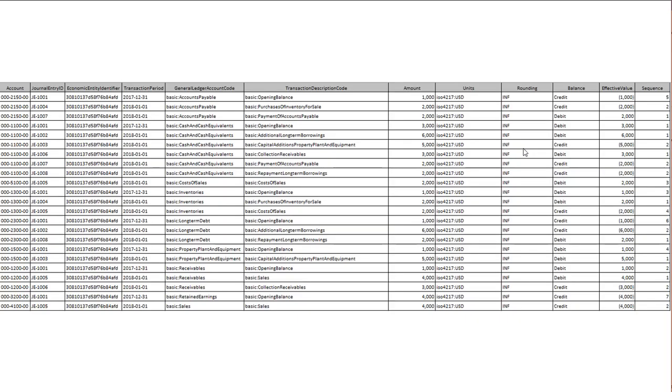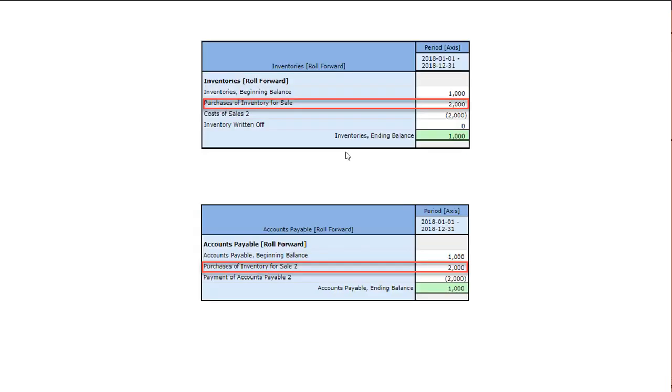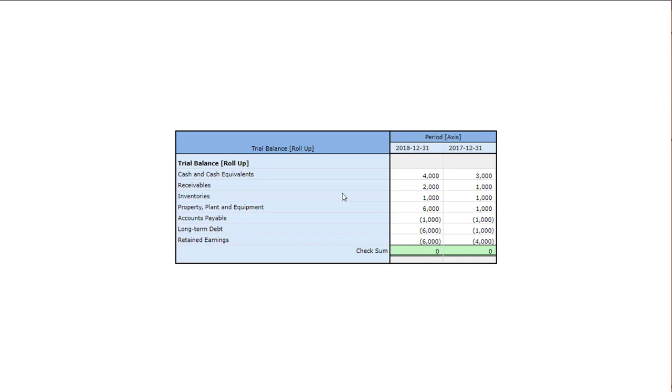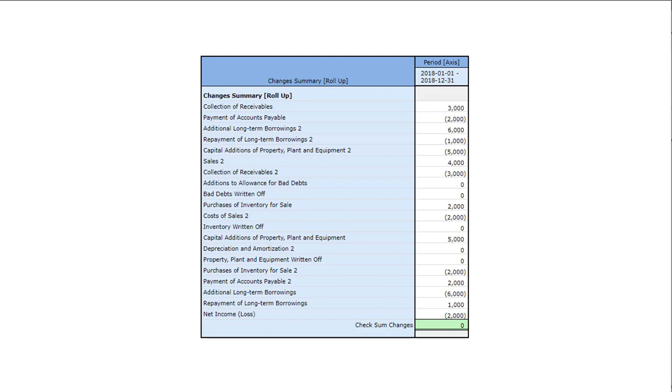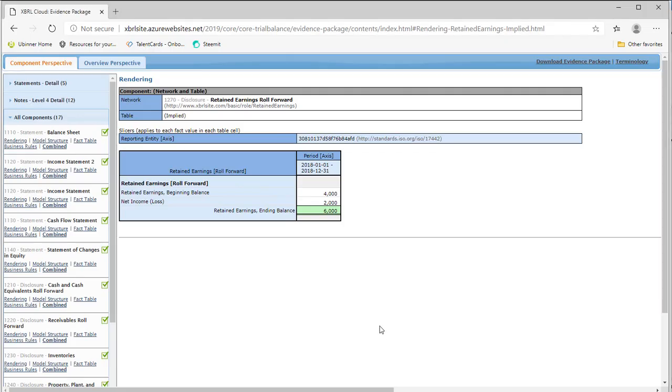So this is the journal entry. These are the journal entries, each one of these. And this is the ledger, the general ledger trial balance. This is the stuff that goes through the general ledger trial balance. And here is all of this represented in XBRL.